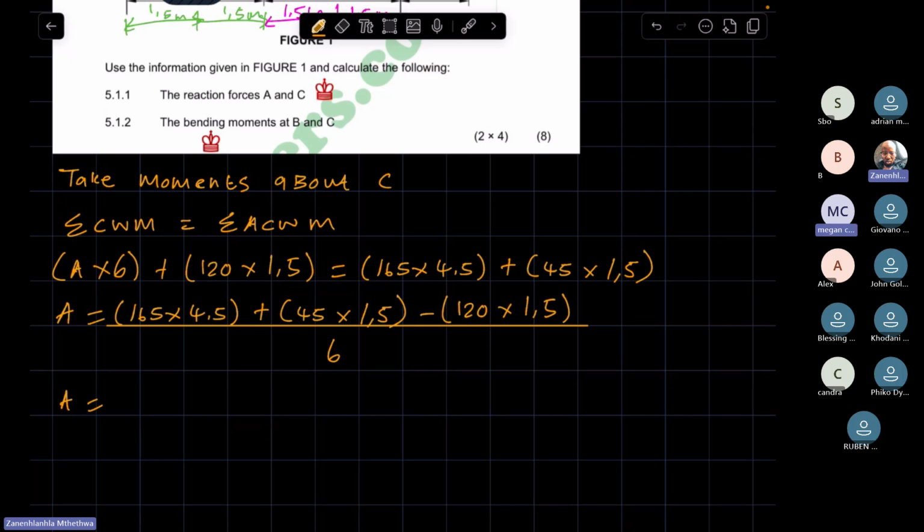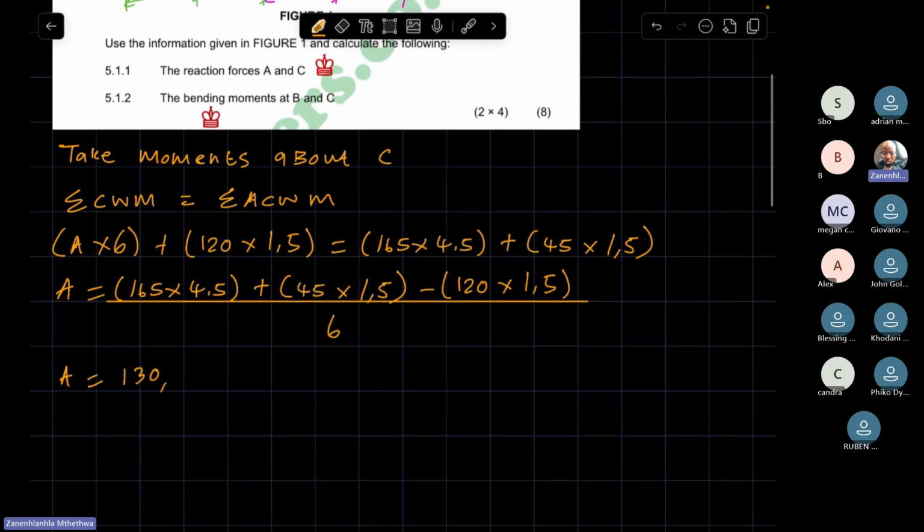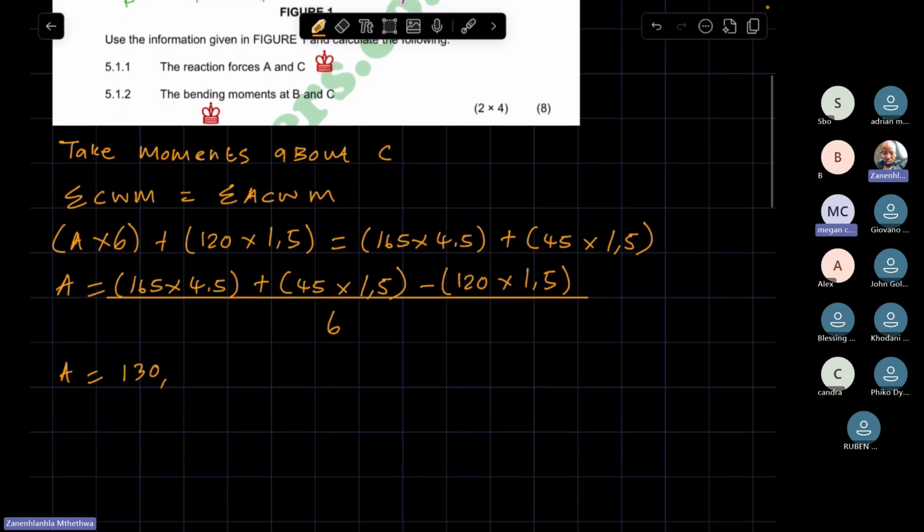130 kilonewtons per meter, sir. 130, comma, no comma. No comma, sir. Right, so are we all getting 130 kilonewtons here? No, sir. I'm getting 105. All right, let me calculate this as well. 165 times 4,5 plus 45 times 1,5 minus 120 times 1,5. 105, yes, sir. Sorry, that was my mistake. That's fine. So yes, this is 105.